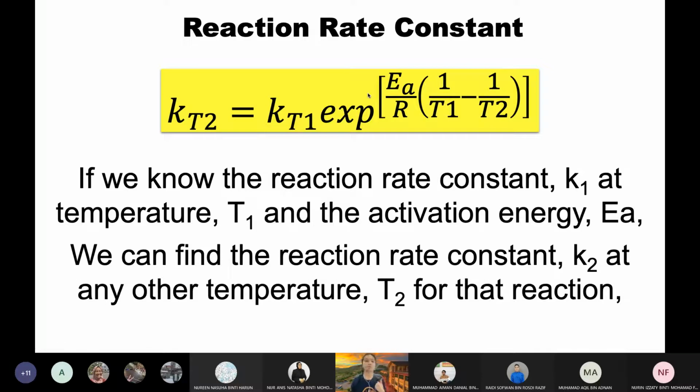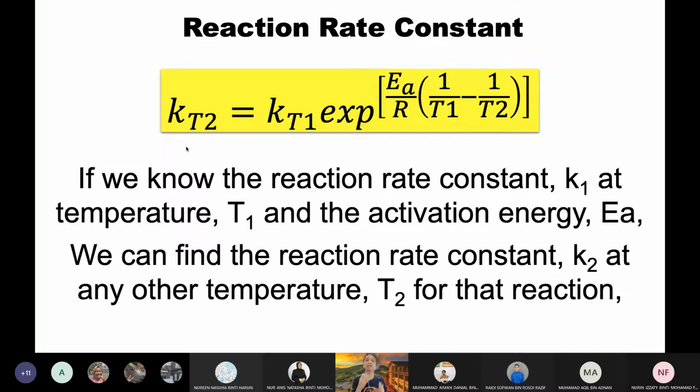Okay, maksudnya as I told you, you have known K1 at T1, you want to find your new K, K2, at a new temperature, T2, with only knowing the activation energy, kamu dah boleh cari. Dan equationnya diberi sebagai K T2, subscript T2 tu maksudnya K pada suhu yang baru. Bukan darab dengan T2 tapi menunjukkan K pada suhu baru.